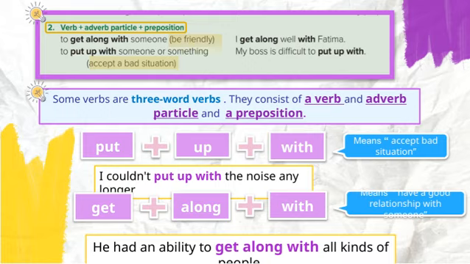individual words. So, to sum up, these expressions help us describe relationships, tolerance, and acceptance, which are essential skills in both personal and professional life. Understanding these phrases will help you communicate more naturally and effectively in English.